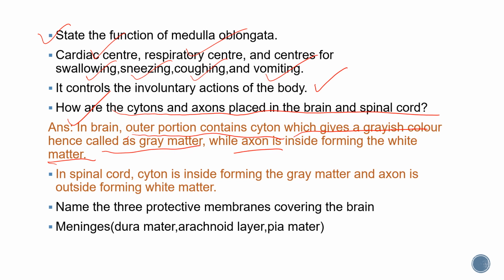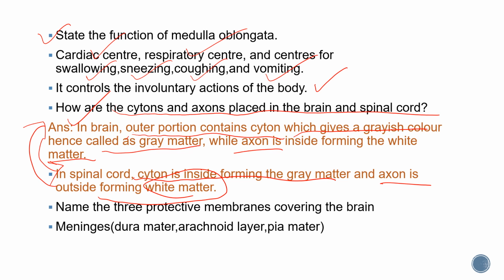Whereas in the spinal cord, it's the opposite. The cyton is in the inside part and it is called the gray matter, whereas the axon forms the outside part, which is the white matter. So it's the exact opposite. What is in the brain is different in the spinal cord. In the brain, the outer part is cyton and the inner part is axon, whereas in the spinal cord the outer part is axon and the inner part is cyton.